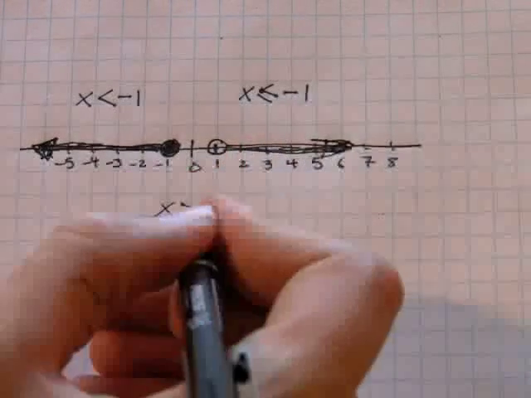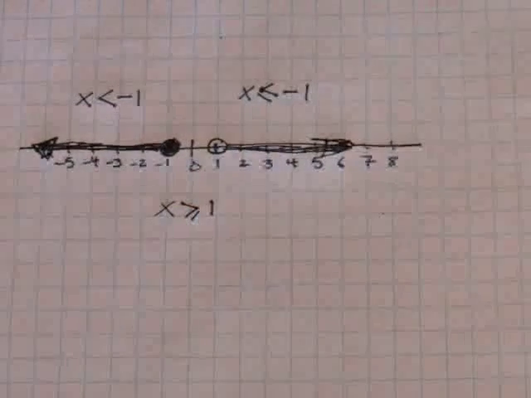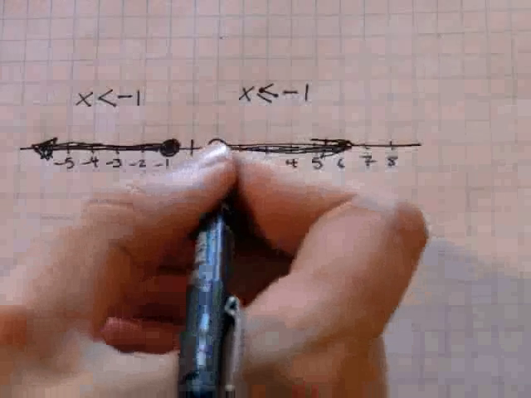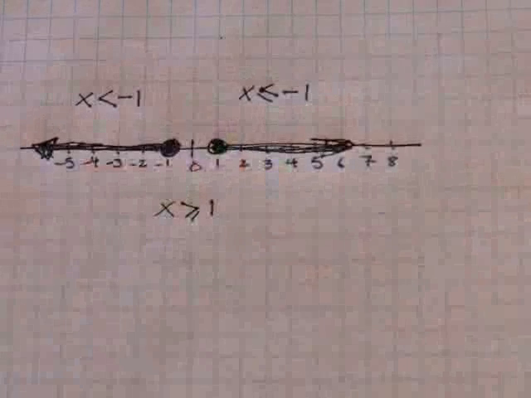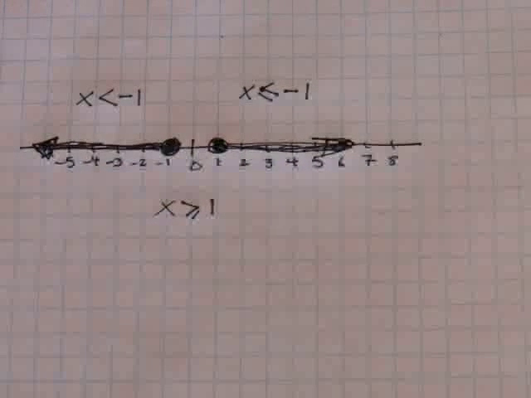And if it had an underscore, if it was greater than or equal to it, it would simply fill in this little circle to include +1. And that's how you graph a solution.